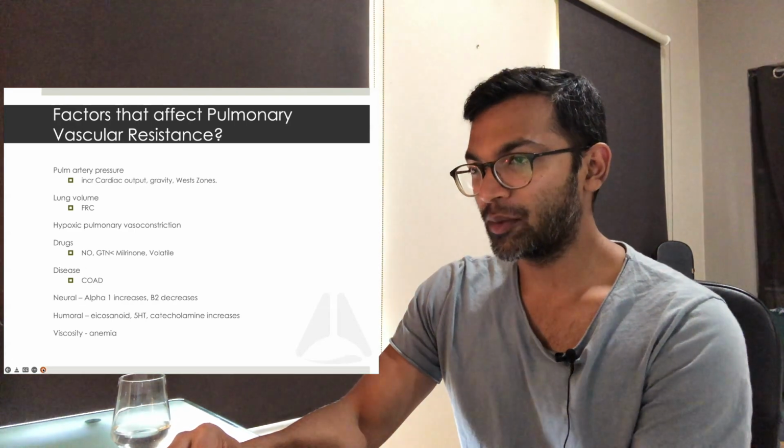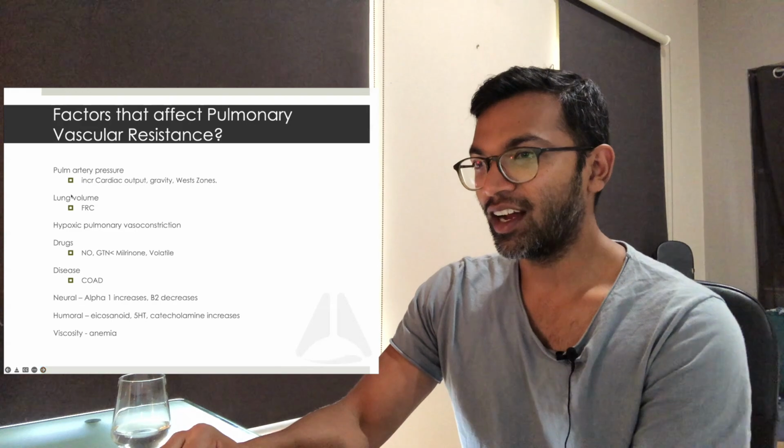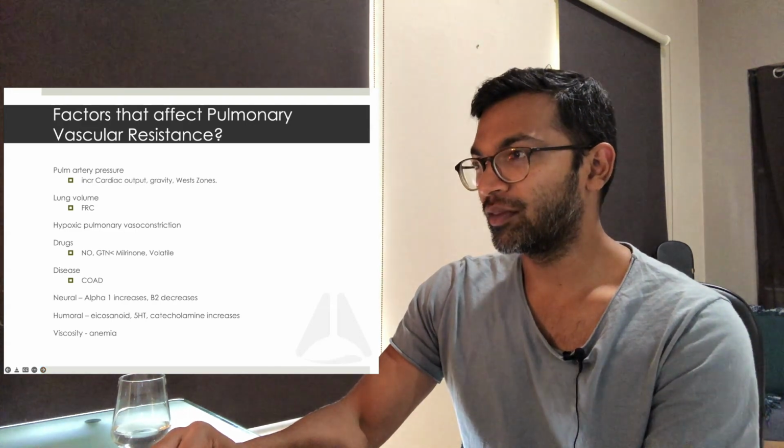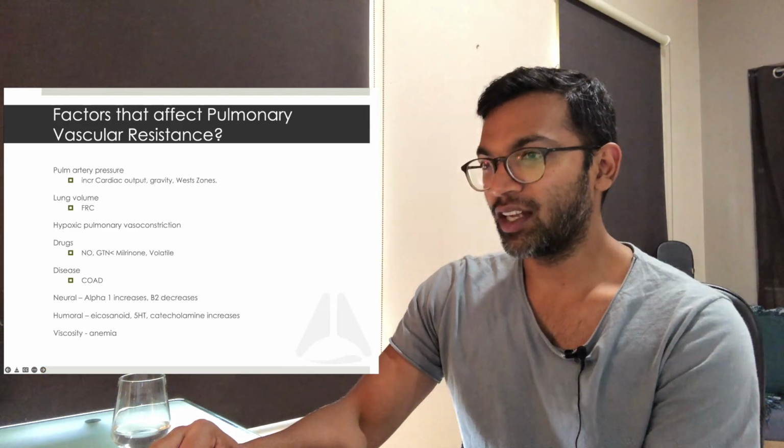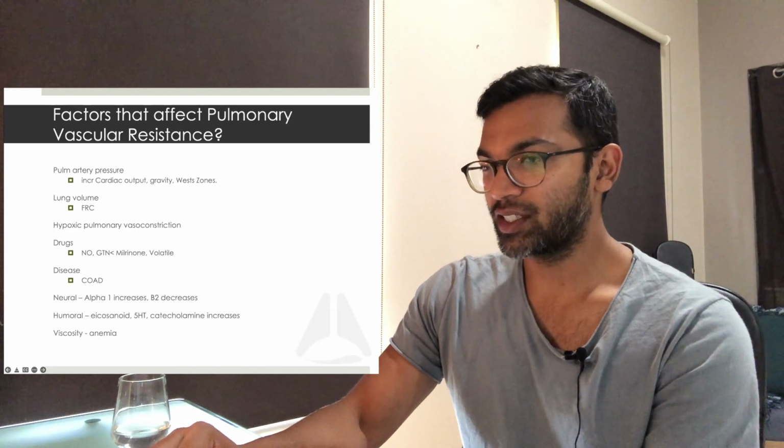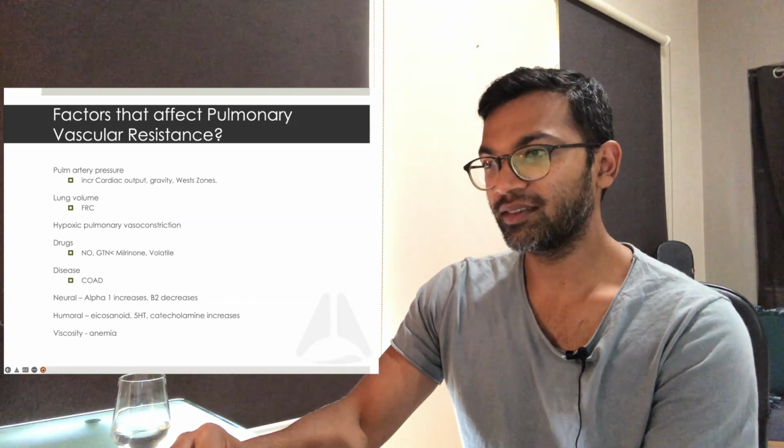I just like how the patterns keep coming up. After the very specific patterns of pulmonary artery pressure and lung volume and hypoxic pulmonary vasoconstriction, the other stuff is really just radius stuff.